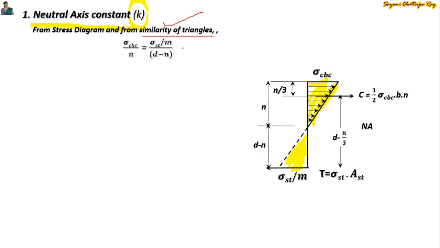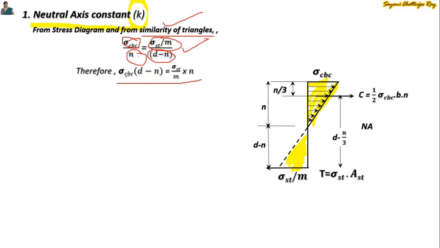So we have applied the similarity of triangles formula and it came out to be sigma cbc by n equals to sigma st by m divided by d minus n. So now we will do just cross multiplication, that is sigma cbc multiplied by d minus n equals to sigma st by m multiplied by n.